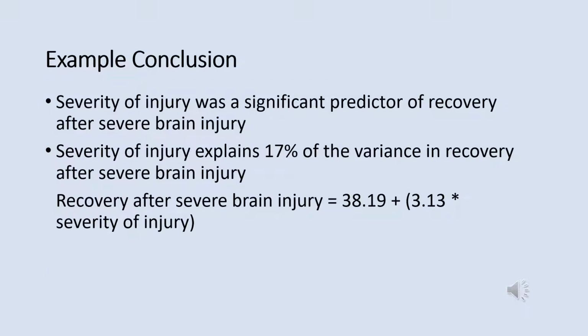So based on this simple linear regression model, our conclusion is that the severity of injury was a significant predictor of recovery after severe brain injury, and severity of injury explains 17% of the variance in recovery after severe brain injury. And then the last part is how you would write out your regression equation for your report. And so that would be recovery after severe brain injury equals 38.19 plus 3.13 times the severity of injury.